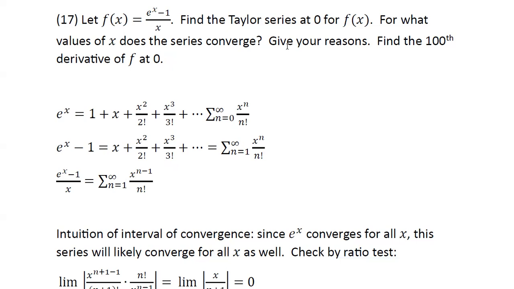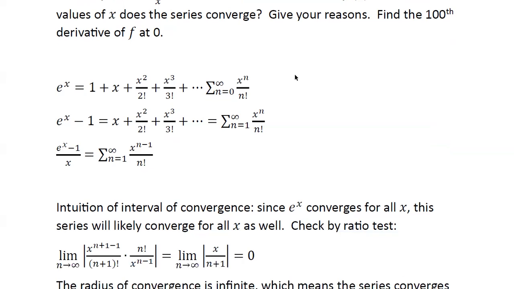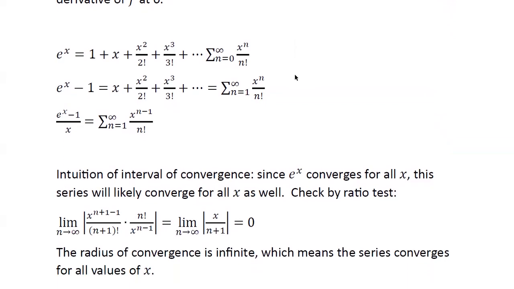But if we just say it like that, we probably won't get the credit, to be honest. So let's just do it and find it explicitly. And how do we do that? We do the ratio test. But it's always good to have some intuition.